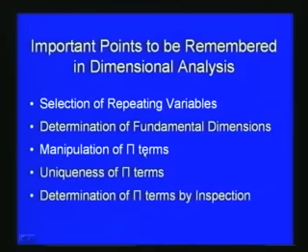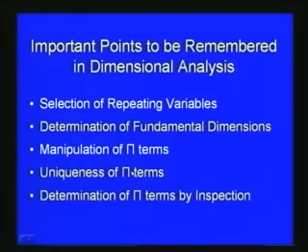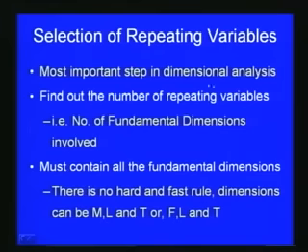We have seen how we form each pi term. In the analysis we may have to manipulate these pi terms, and then there is the uniqueness of pi terms: we have to test whether the pi terms we are using are unique. Then there is the determination of pi terms by inspection. These are the important points to be remembered in dimensional analysis using the Buckingham pi theorem. As for the first point, the selection of repeating variables is one of the most important steps, since we identify which terms will repeat and how we will use them.